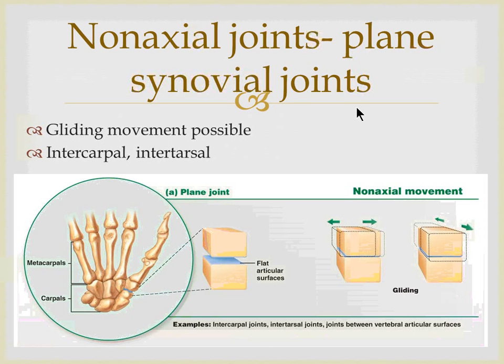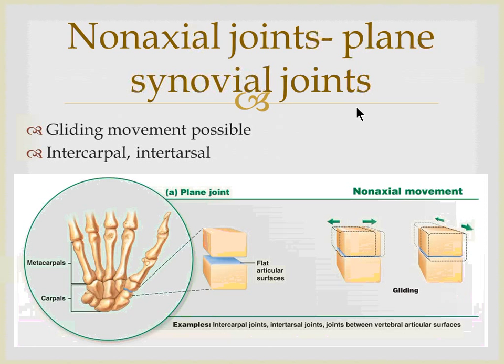Okay, so now let's look at synovial joints. If you remember, we talked about those axes: the transverse axis along which flexion extension occurred, the anteroposterior axis along which abduction adduction occurred, and the vertical axis along which rotation occurred. We call joints where you have movement along one axis a uniaxial joint. If the joint can move along two axes, we call it biaxial. If it's along all three axes, we call it polyaxial or multiaxial.